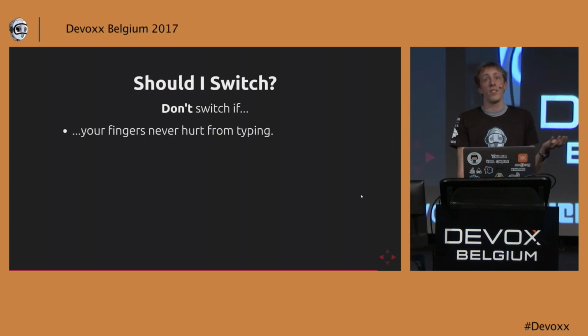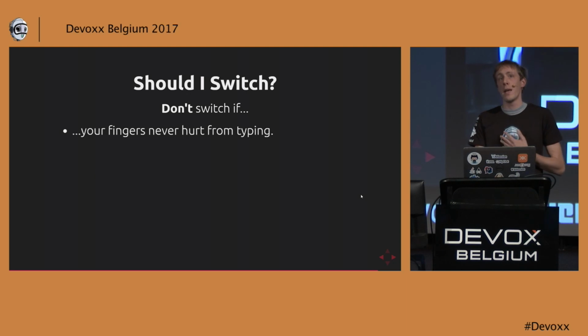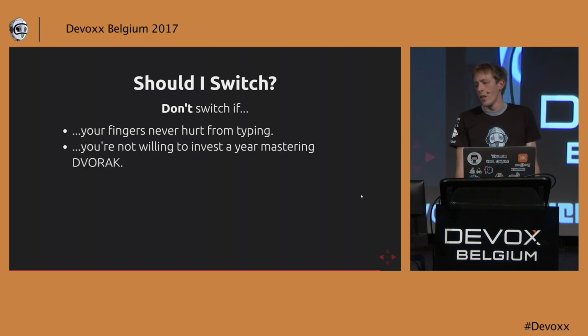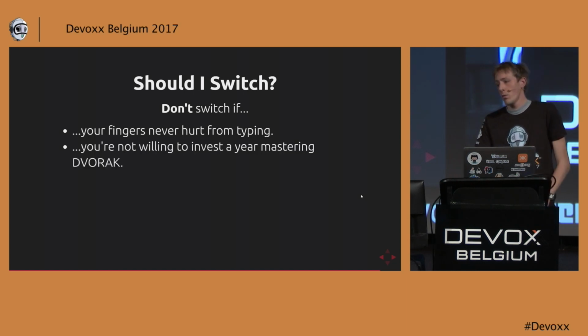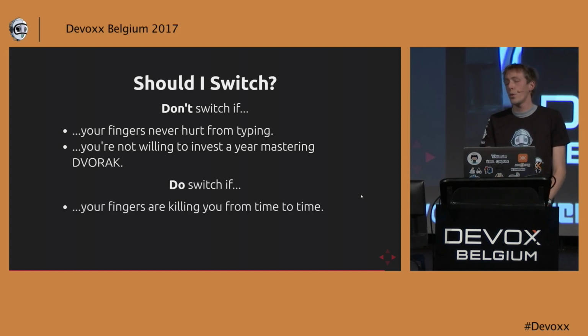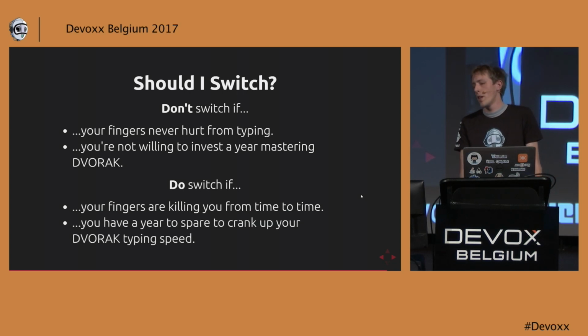Well, don't switch if your fingers never hurt from typing, because this is the main benefit for me. They don't hurt anymore while using Dvorak. So don't switch if your fingers never hurt on Qwerty, or if you're not willing to invest a year in mastering Dvorak. Just stick to your Qwerty or Colemak or whatever you're using right now. And do switch if your fingers are killing you from time to time and you want to give them a little more rest. And also, if you have a year to spare to crank up your Dvorak typing speed, you can also switch.